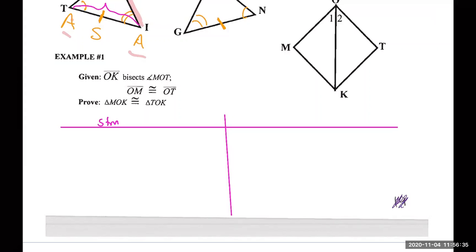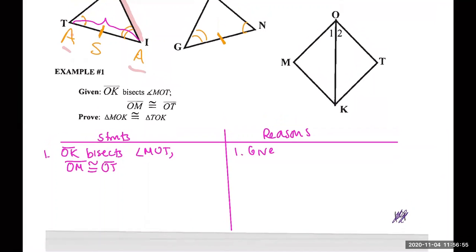Okay, so you have statements and you have reasons here. Under the first statement, you have OK bisects angle MOT, and also that OM is congruent to OT. I'll start with marking off what's given. What's given to me is OM is congruent to OT. If you look at the picture, if OK bisects MOT, what would you say is equal to each other? What would you mark off as congruent to each other?